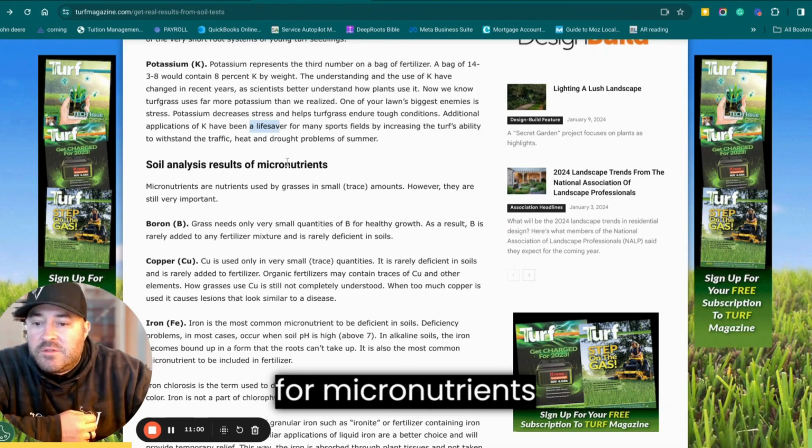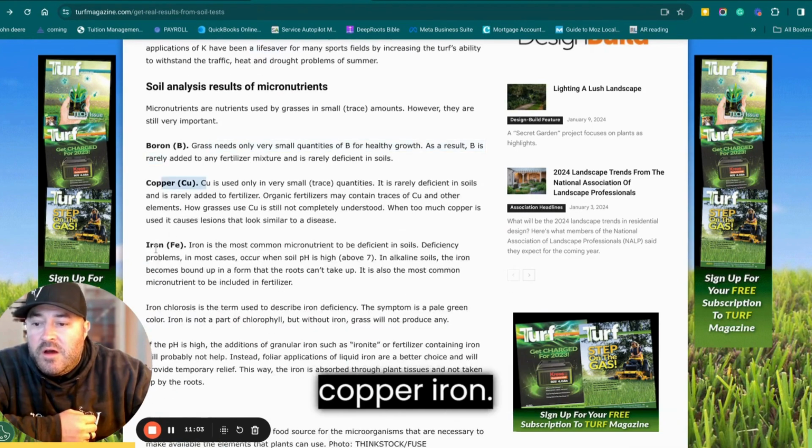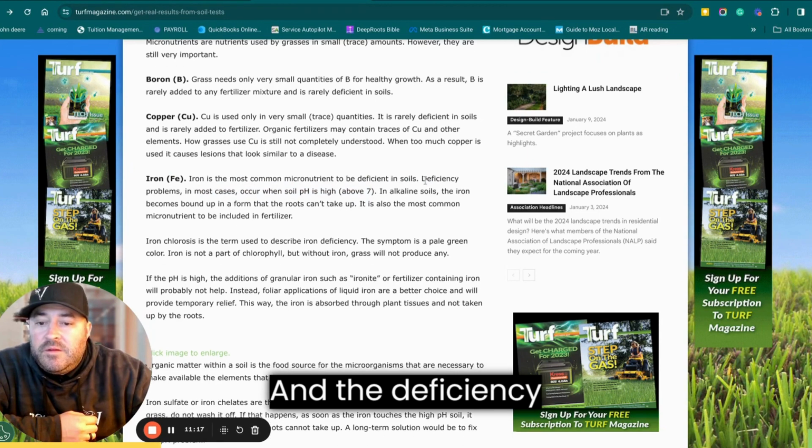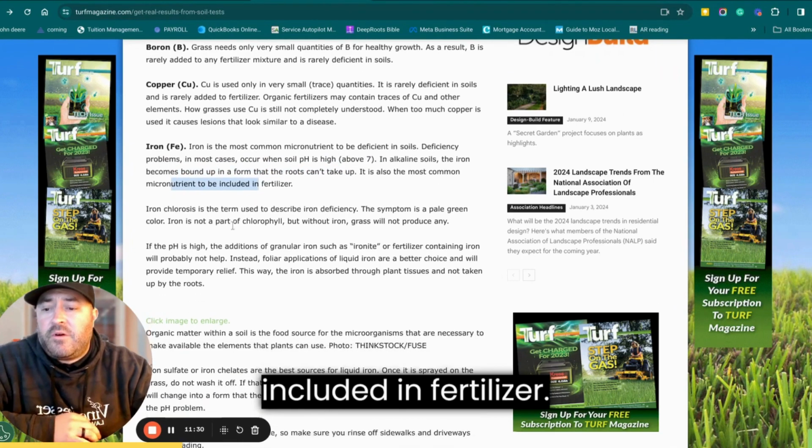Soil analysis results for micronutrients: boron, copper, iron. Iron is the most common micronutrient to be deficient in soils. Deficiency problems in most cases occur when soil pH is high, above 7. In alkaline soils, the iron becomes bound up in a form that the roots can't take up. It's also the most common micronutrient to be included in fertilizer.